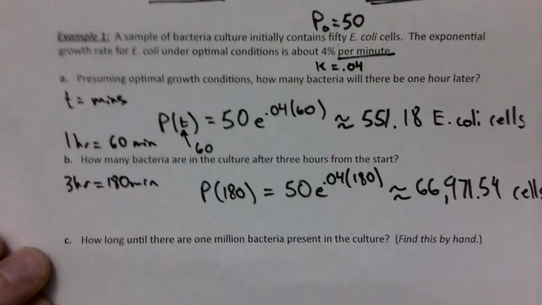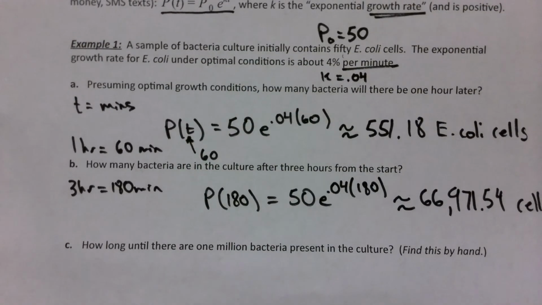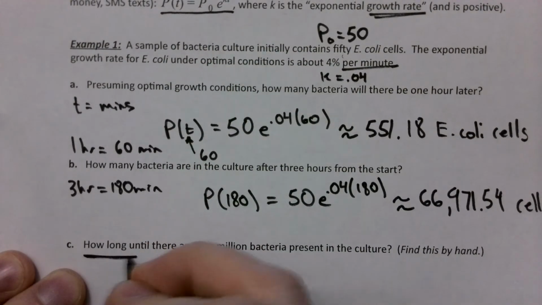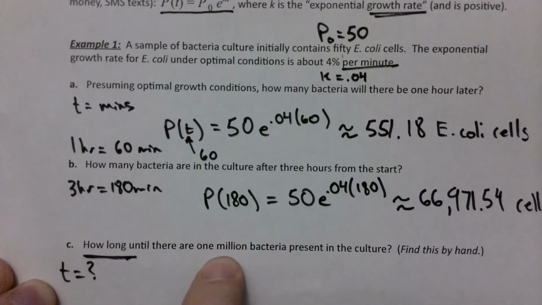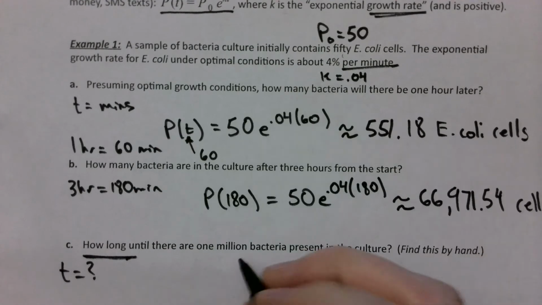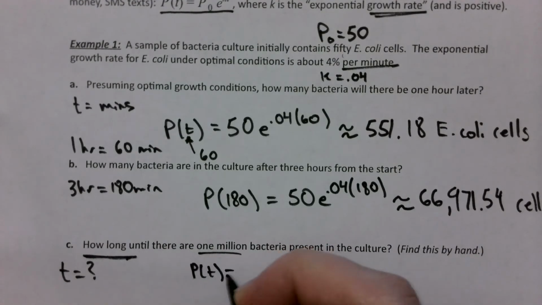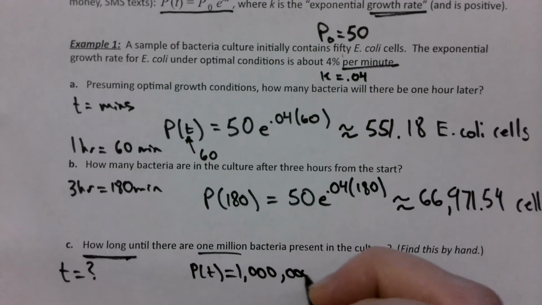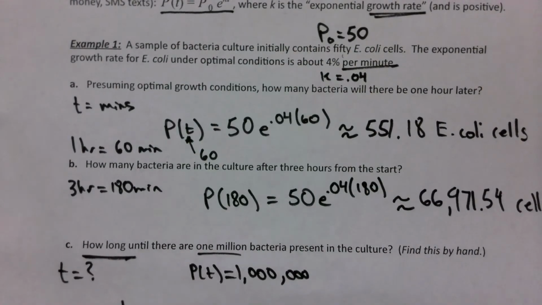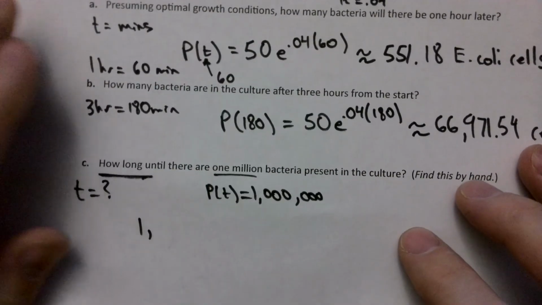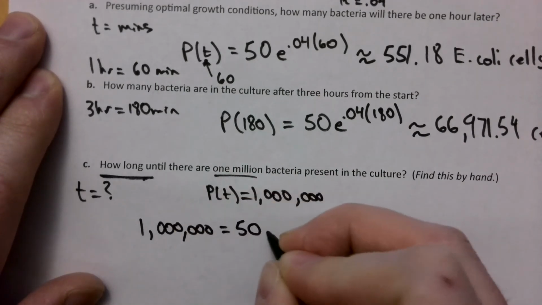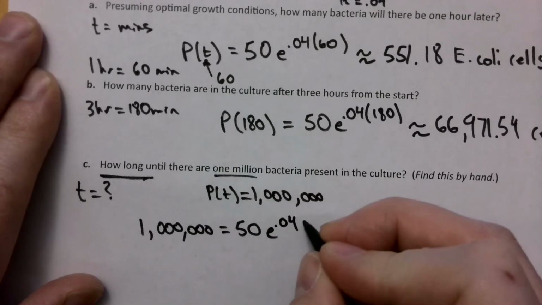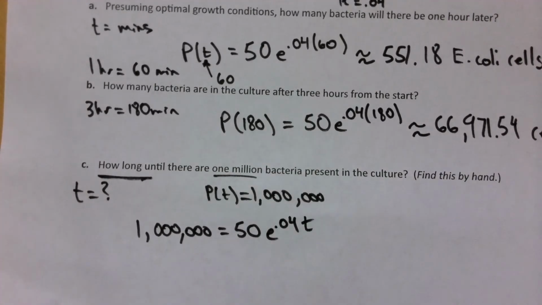This last question is a nice connection back to section 5.5. This says how long, in other words, for what t value will it take for there to be 1 million bacteria? This 1 million is now our P of t, and everything else is the same. So we're just going to plug this in and solve. So we'll have 1 million bacteria equals our initial 50 at a growth rate of 4% per minute, and put a t, and now we have an exponential equation to solve.